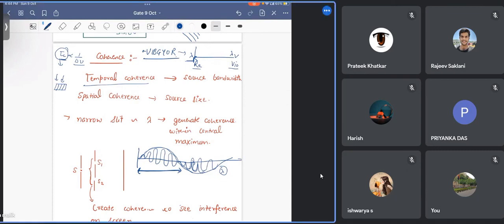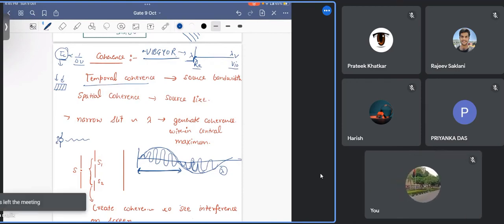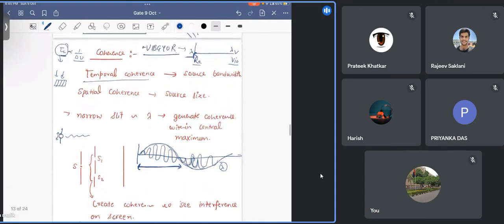Okay, temporal coherence is related to the source property. It's related to wavelength, and spatial coherence is related to the size of the source, how big or how small your source is. So temporal coherence is related to your wavelength, but spatial coherence is related to the size of the source. We will do this again, but I'm not going to tell you the temporal coherence thing again. It's too confusing here.